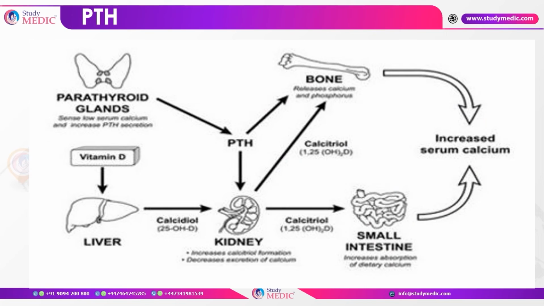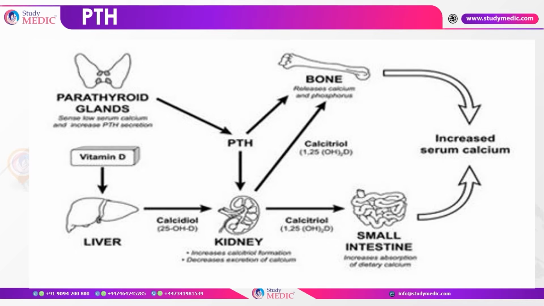Next, coming to the parathyroid gland. Remember, parathyroid hormone's action is opposite to that of calcitonin. Calcitonin decreases the level of calcium in blood, whereas parathormone increases the level of calcium in the blood. You have to remember, it increases the level of calcium in the blood.